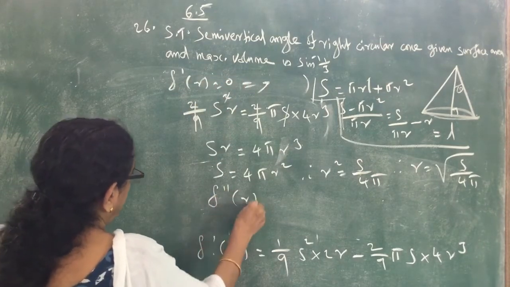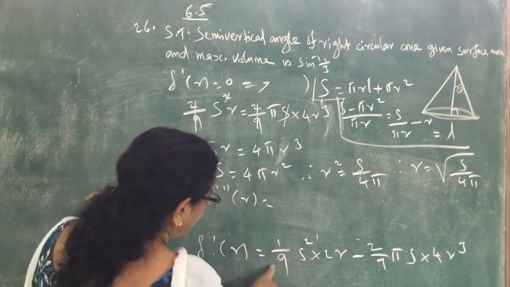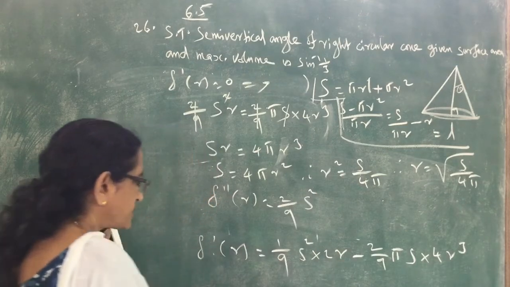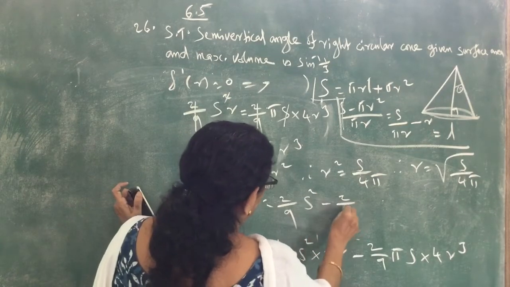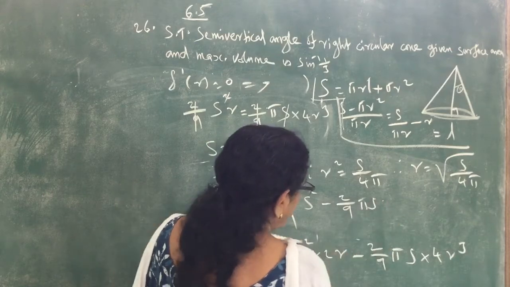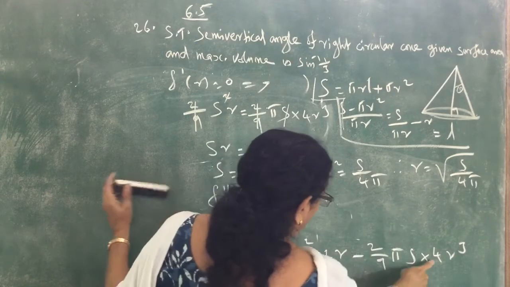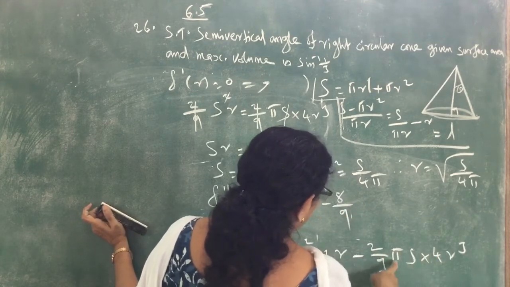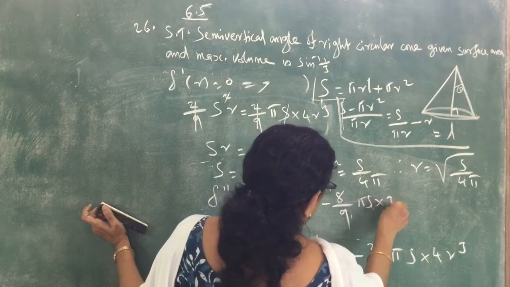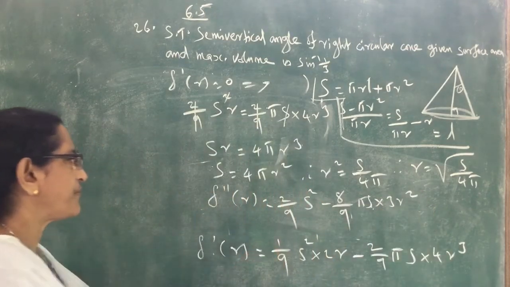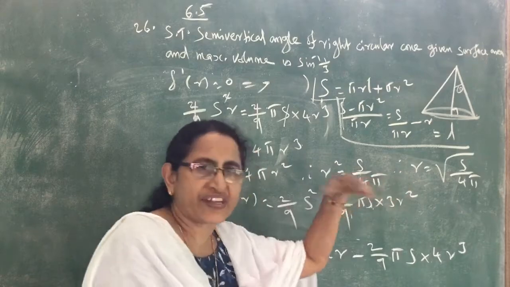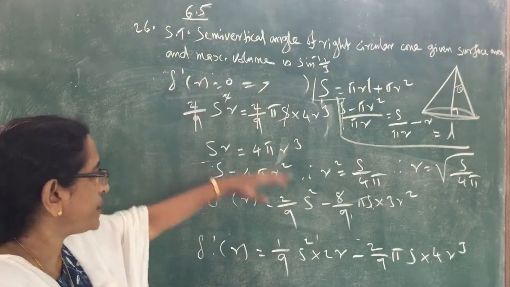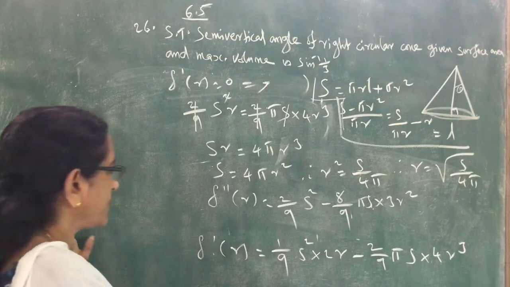Second derivative of f: 1 by 9, 2 by 9 into 2 by 9 s square into derivative of r, that is 1, minus 2 by 9 pi s here, that is 4 into 8, 8 by 9 pi s into 3 r square. Now we can simplify and we have to substitute when r equal to root of s by 4 pi. You have to substitute here and you have to show that it is less than 0. It will be negative.